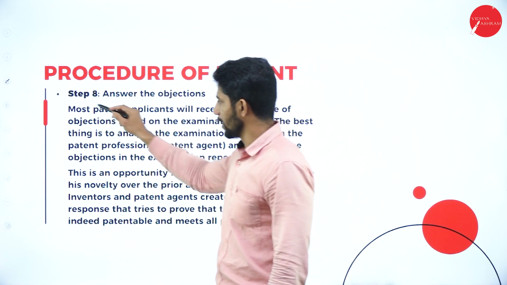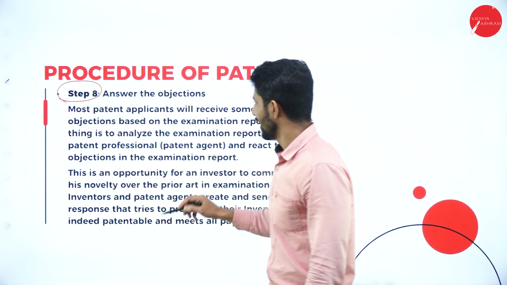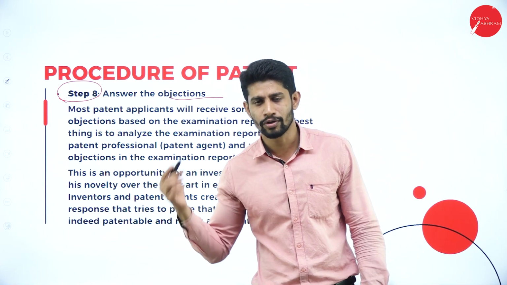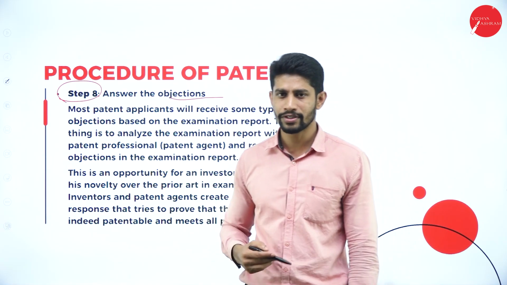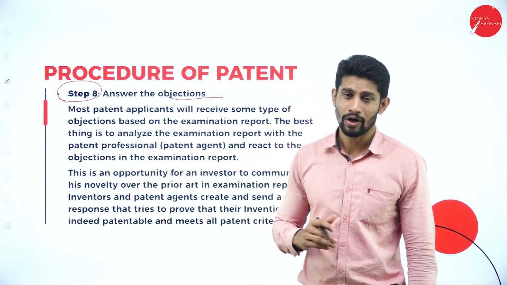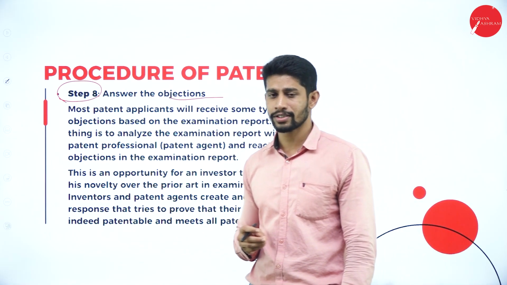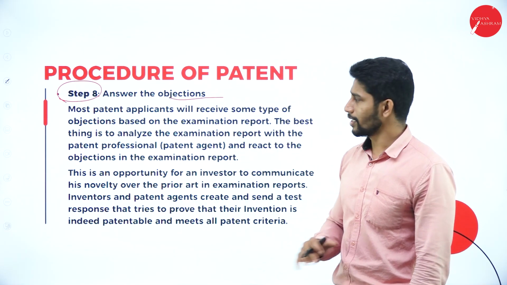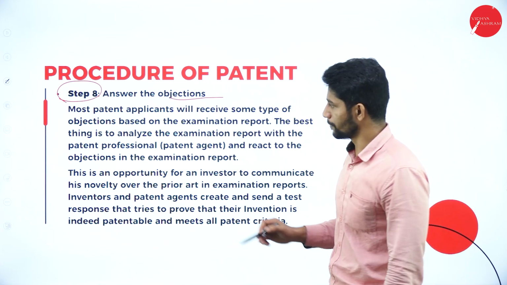Next, in step number 8, answer the objections. Yes, if there is any objection with respect to your report or with respect to your invention, if the examiner has any objection for your invention or for a particular product, then you are supposed to justify that. You are supposed to answer those objections.